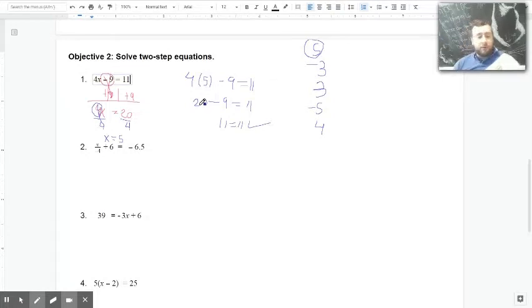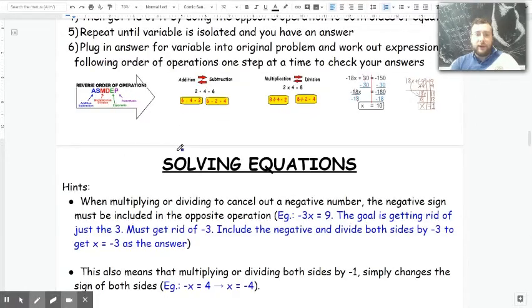All right, the next problem has something that I would like to remind you guys. It's a hint that you have to remember when you're trying to solve such problems. When you divide or multiply to cancel out a negative, you don't have to divide by just the number. You have to include the negative itself. Like if I'm trying to get rid of -3x, I have to divide by -3, not by 3. This also means, by the way, that if you divide by -1, you essentially just change the signs of your answer. So if you have negative x equals 4, that's the same thing as x equals -4. All right, so dividing by -1 just changes the sign of everything on both sides of the equation.